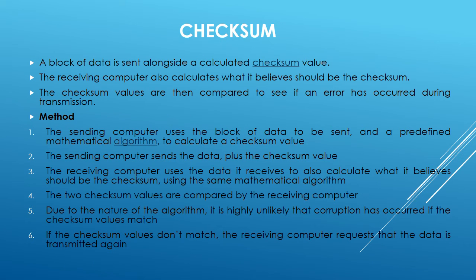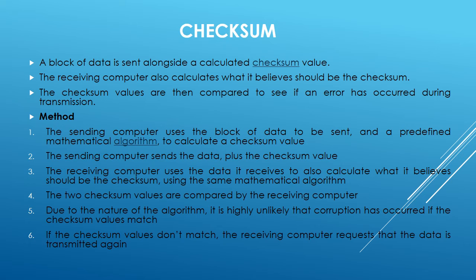Now let's discuss another error checking method. This method is named checksum. A block of data is sent alongside a calculated checksum value. The receiving computer also calculates what it believes should be the checksum. The checksum values are then compared to see if an error has occurred during the transmission.